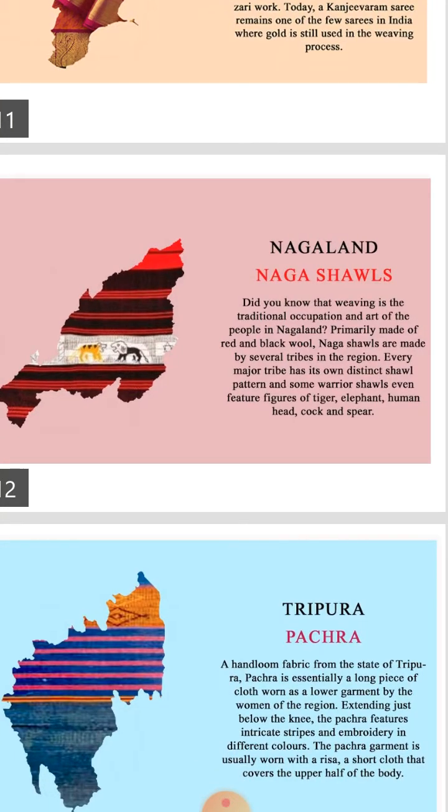Nagaland is famous for Naga shawls. Did you know that weaving is a traditional occupation and art of the people in Nagaland, primarily made of red and black wool? Naga shawls are made by several tribes in the region. Every major tribe has its own distinct shawl pattern, and some warrior shawls even feature figures of tiger, elephant, human head, cock and spear.